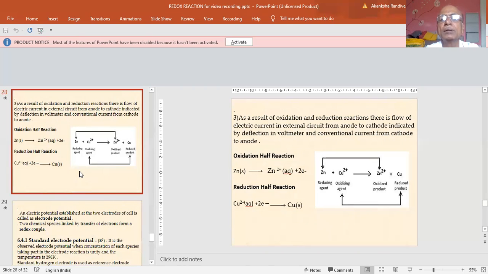As a result of oxidation and reduction reactions, there is a flow of electric current in the external circuit, indicated by deflection of the voltmeter, with electrons flowing from anode to cathode and conventional current from cathode to anode. Here the oxidation half reaction and the reduction half reaction are shown. Zn gives Zn2+ + 2 electrons; that is the oxidation half reaction. The reduction half reaction is Cu2+ + 2 electrons gives Cu.